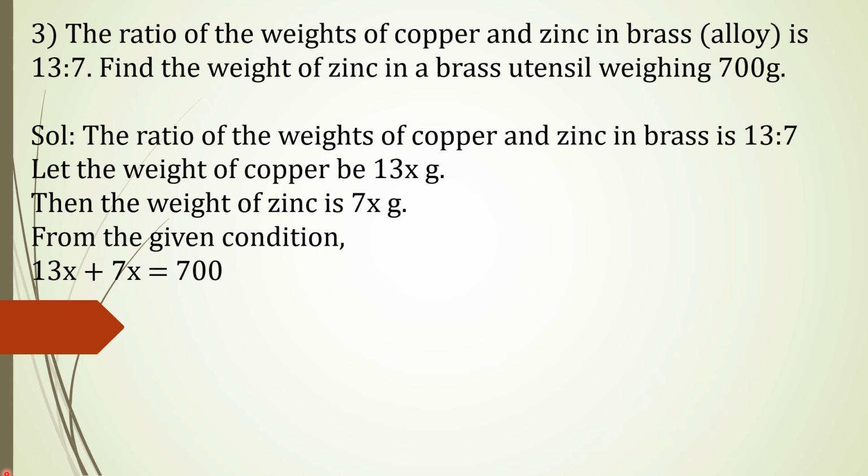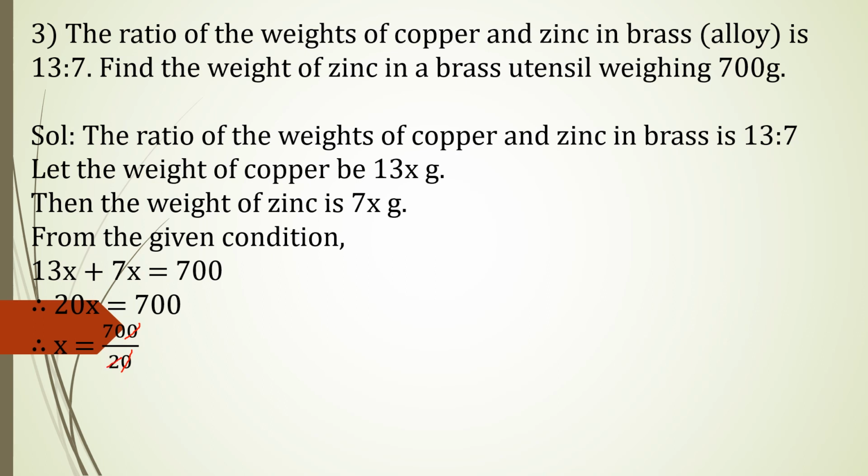So you'll write down 13x plus 7x equal to 700. You'll add 13x plus 7x. So therefore 20x equal to 700. Therefore x equal to 700 upon 20. Now you can simplify, student. You'll cancel first, 0 will cancel first. Okay, now divide 70 by 2.